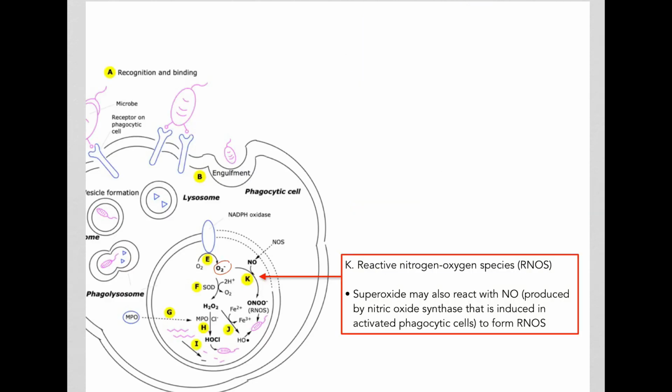Now, the superoxide formed here can also react with nitric oxide, and this will lead to the formation of reactive nitrogen oxygen species, RNOS, and this RNOS will also help break down the ingested material. So what we have in the phagolysosome is these lysosomal enzymes, hypochlorous acid, the hydroxyl radical, and then this RNOS, and all of these will help break down the ingested material, whether it's a microbe or some sort of cellular debris.